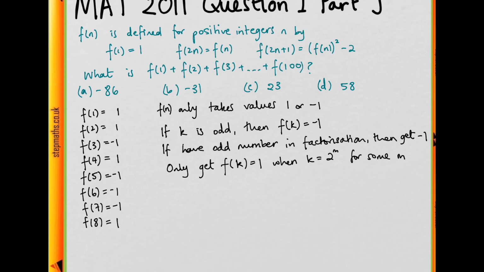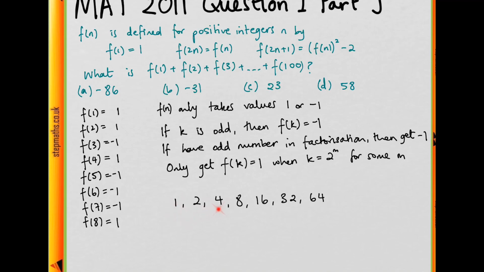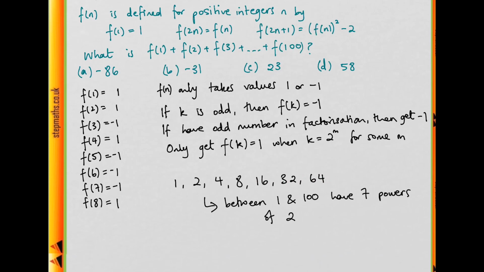Okay, so then we just need to work out how many powers of 2 there are between 1 and 100. Then we know to add 1 on for those and to take 1 off for everything else. So for the powers of 2 we have 1, 2, 4, 8, 16, 32, 64, and then the next one would be 128, which is too big. So between 1 and 100 we have a total of 7 powers of 2. And that means we're going to end up with 93 other numbers.